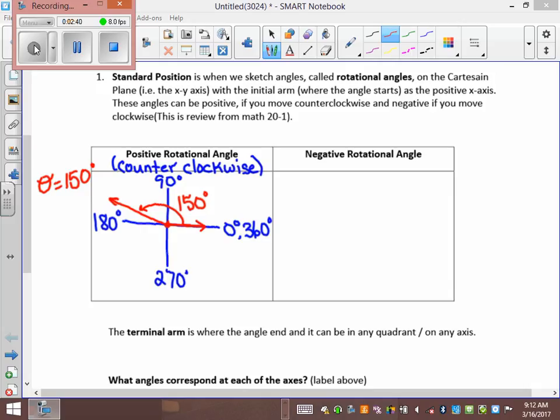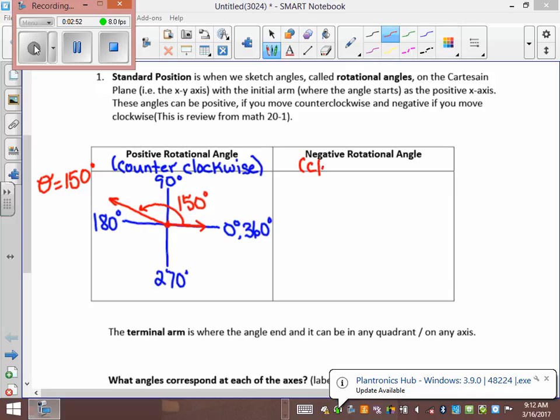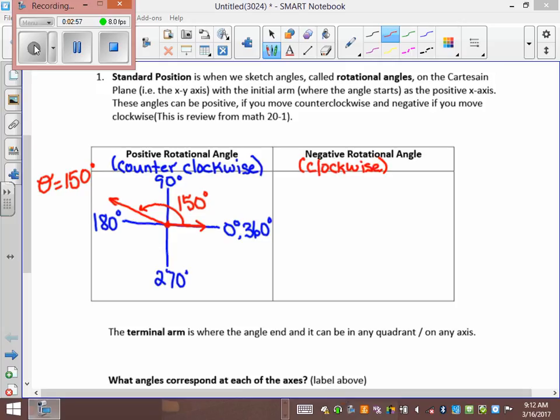Now, negative rotational angles, it's the exact same like how we would find it out, but we're going to go clockwise. So we're going to go from like the positive x-axis this way instead. Okay? So this is clockwise. I always label my arms so that I actually go the right way. So it's the x-axis and the y-axis.